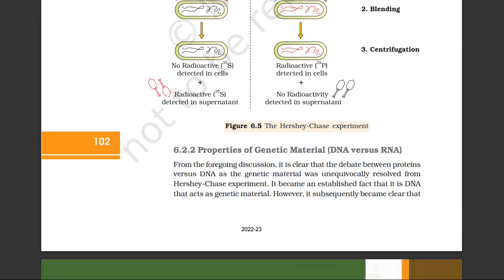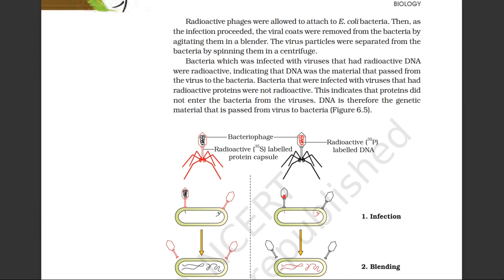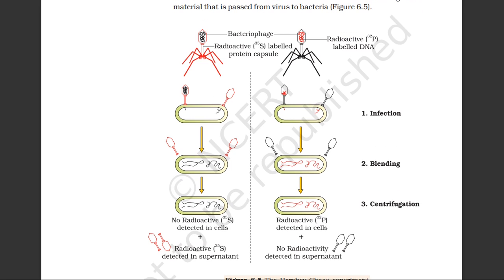Bacteria that were infected with viruses that had radioactive proteins were not radioactive. This indicates that proteins did not enter bacteria from the viruses. DNA is therefore the genetic material that is passed from virus to bacteria. Figure 6.5.